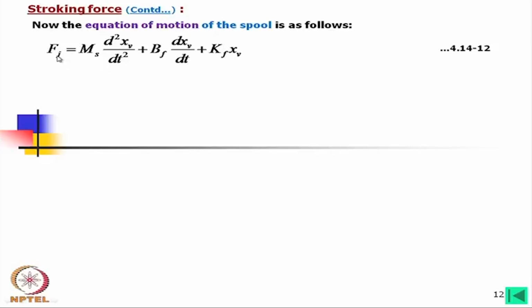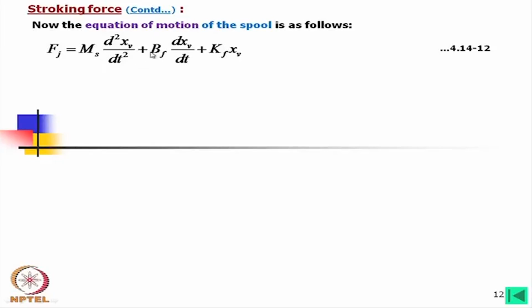Now, here, I guess this will not be Fj, because Fj we have considered for jet angle. This is the force due to the spool motion. Ms is the mass of the spool. So, mass into acceleration due to the spool movement.